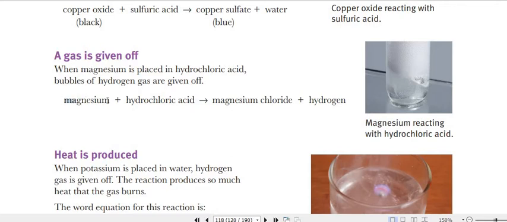Okay, the second thing is when gas is given off. For example, here we have a reaction between metal and acid. It gives salt and hydrogen. So guys, bubbles of hydrogen gas are given off. That means a chemical reaction has taken place. فهون عندنا مثلا magnesium with hydrochloric acid. It gives magnesium chloride plus hydrogen. وهي البيكتشر تاعته.